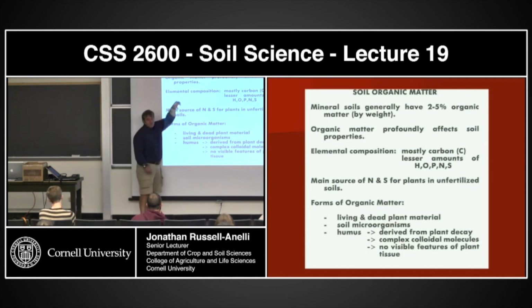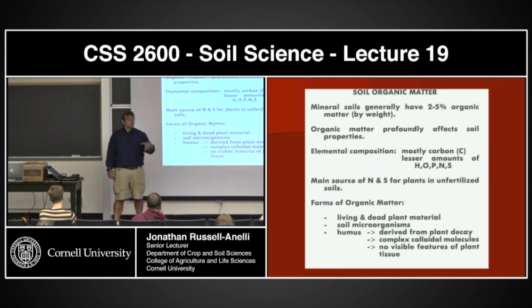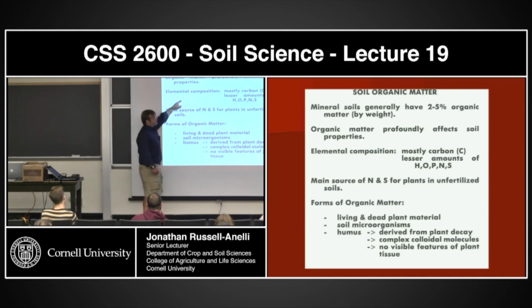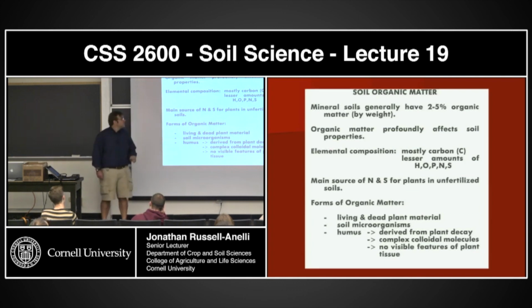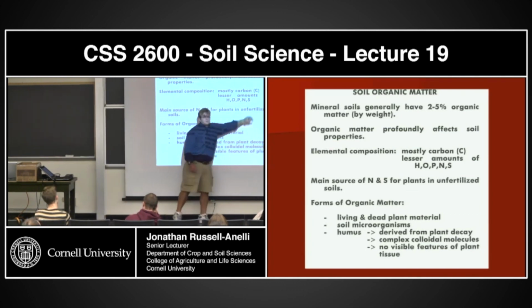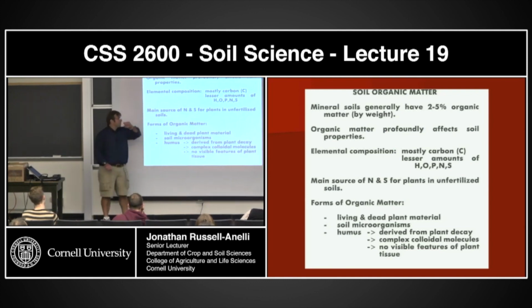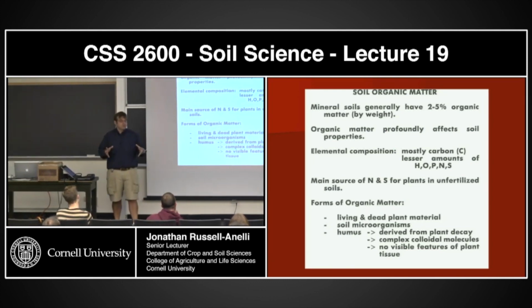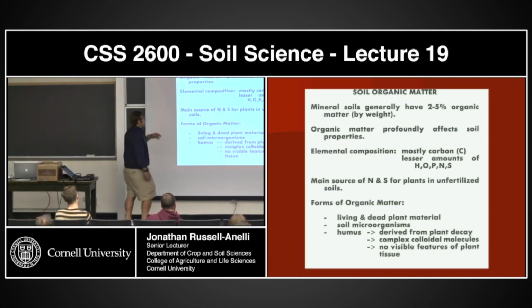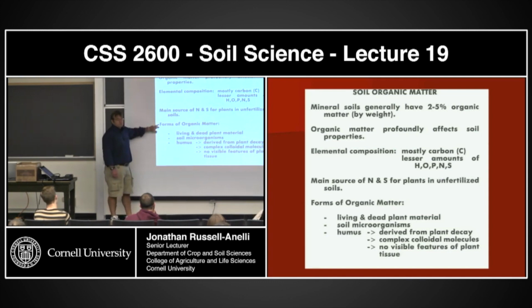The organic matter is profoundly affected by the soil properties, what is going on in the soil, and also how we're managing it. Its elemental composition, as I just said, is basically carbon, hydrogen, and oxygen, but it has a number of other ash contents in it. It is the main source of nitrogen and sulfur for plants. Actually, it's the main source of all of the nutrients for plants in unfertilized soils. And the forms of this organic matter, and this is important, are living and dead plant materials, the organisms, basically living, as well as humic materials.